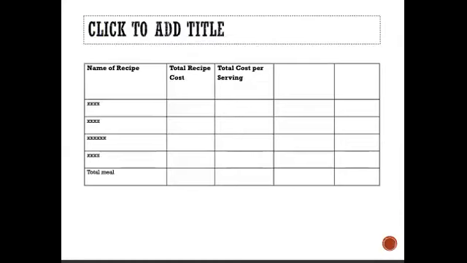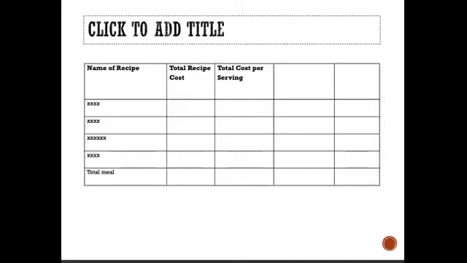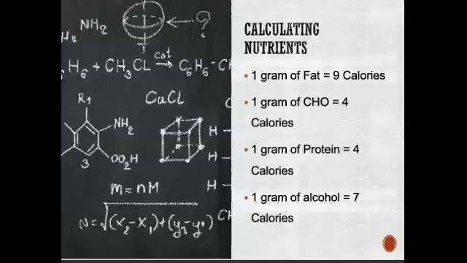Now another table that is going to be there is the total recipe cost. So you're going to take all the 4 recipes, you're going to write down the total recipe cost here, and also you're going to divide that into 4, which would be your total cost per serving. Right? That is how much you are going to spend per person. Now, calculating nutrients. Please refer to this table.